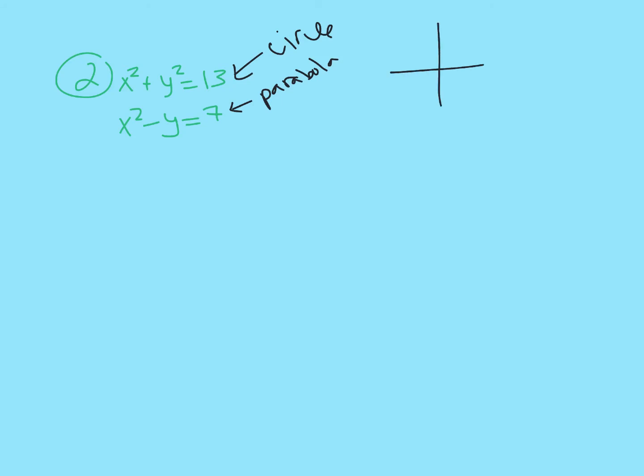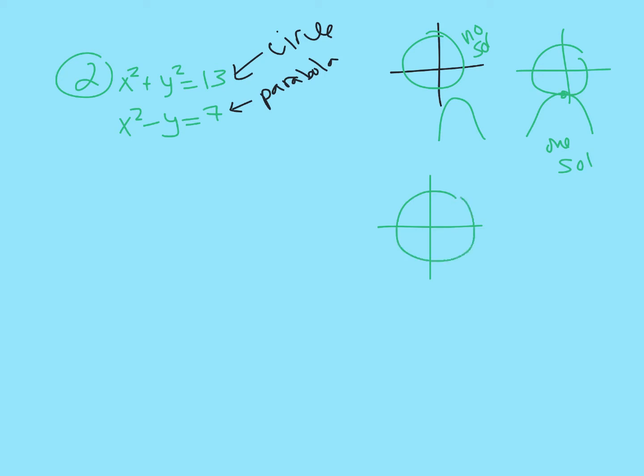So I can get something where I have a circle like this and a parabola like that. That one has no solution. I can get something where I have a circle and I have a parabola that touches it in one spot. That one has one solution. Other option is if I have a circle and I have a parabola that touches it in 2 spots. That's an example of a case where I have 2 solutions.